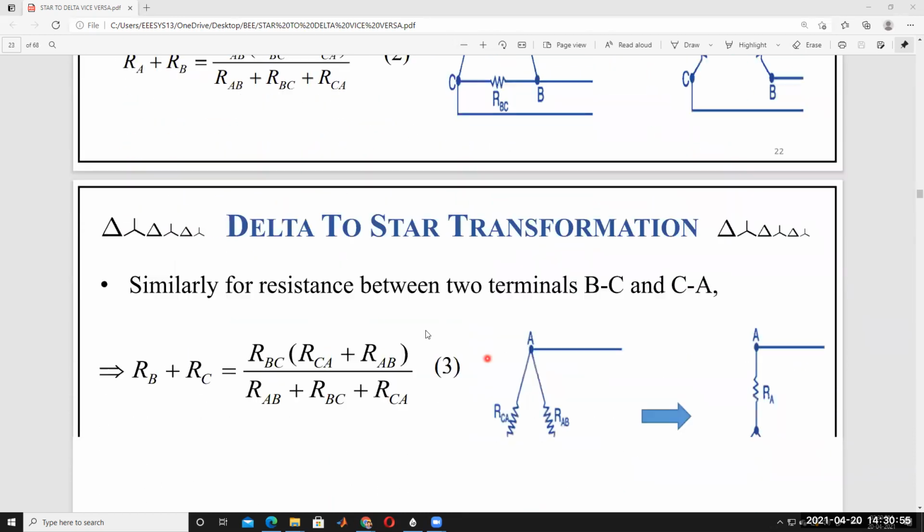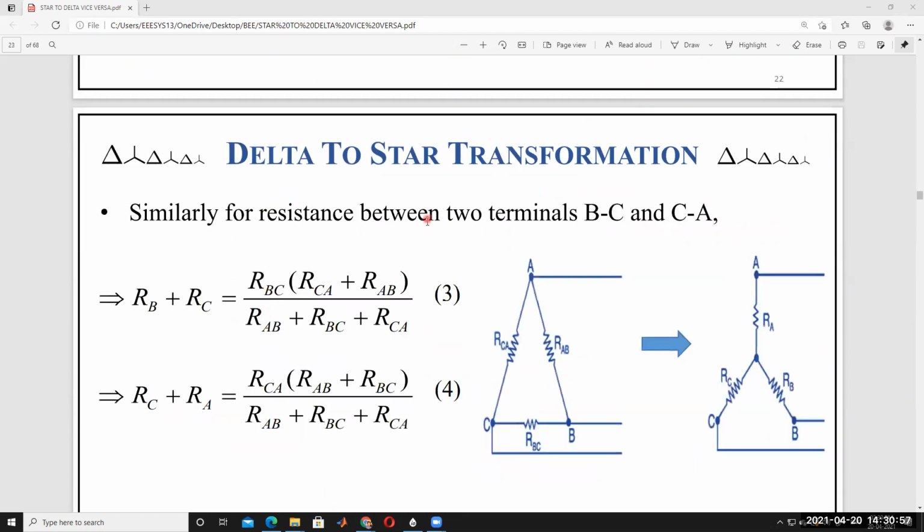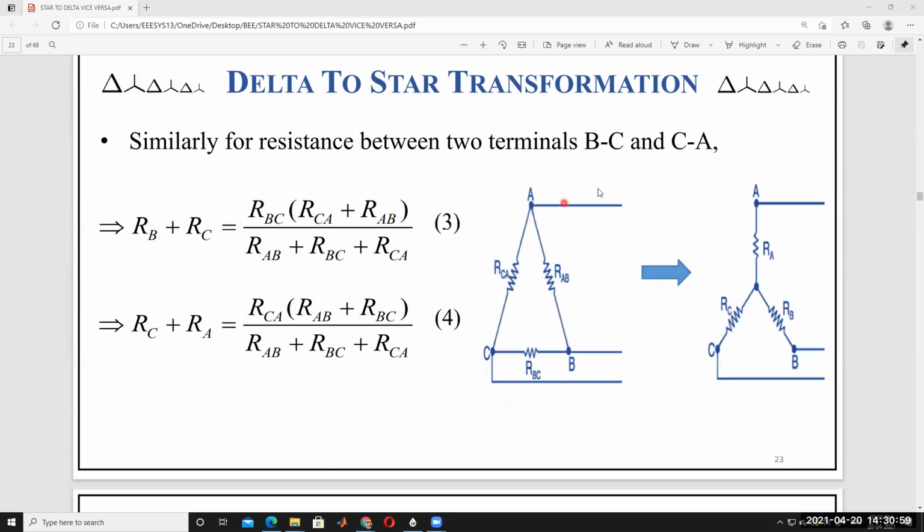Then similarly, the resistance between the two terminals B and C, and C and A. Here B and C. What is the resistance between B and C? RB plus RC, am I right? Understood. The resistance between B and C in the star network is nothing but RB plus RC. These two become series, don't consider RA.